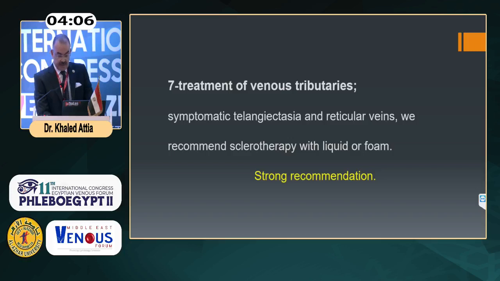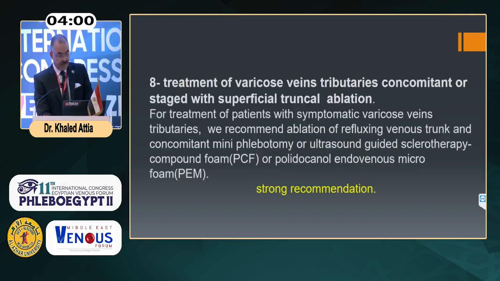Treatment of venous tributaries. Symptomatic telangiectasis and reticular vein, we recommend sclerotherapy with liquid or foam. This is a strong recommendation. Treatment of varicose vein tributaries concomitant or staged with superficial truncal ablation. For treatment of patients with symptomatic varicose vein tributaries, we recommend ablation of the refluxing venous trunk and concomitant mini phlebotomies or ultrasound-guided sclerotherapy by compound foam or microfoam. This is a strong recommendation.